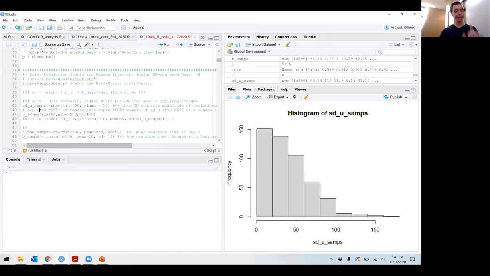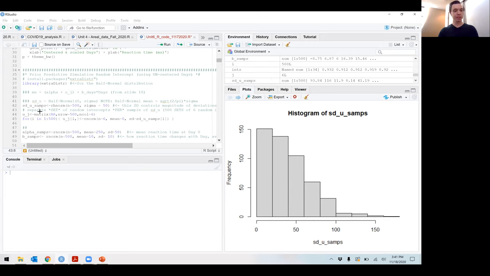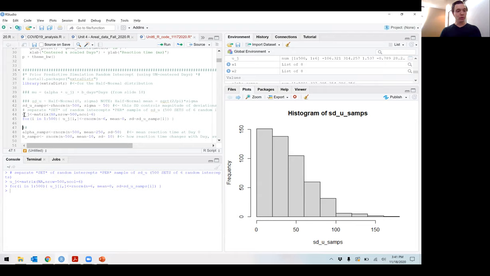Next, I will repeat just to make sure we're on the same page, these sets of U's depend on each individual sample of sigma. So for each ith sample I produce, here I do this for six subjects, I will produce a separate set of UJs. The rest of these two lines you should be familiar with. Those are just the samples from a normal distribution for alpha and beta.